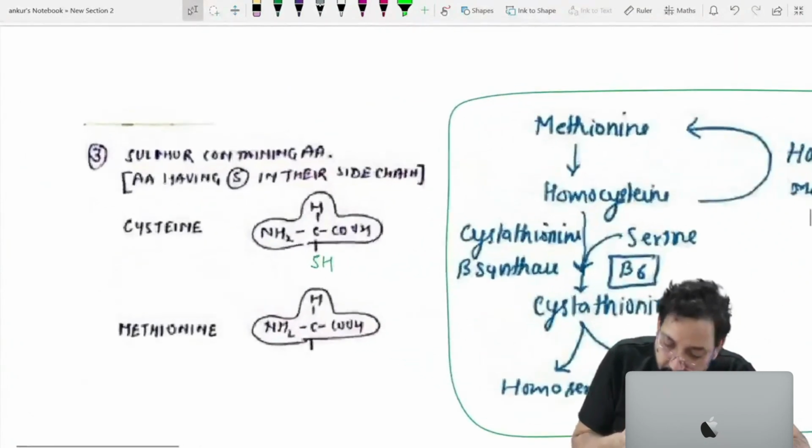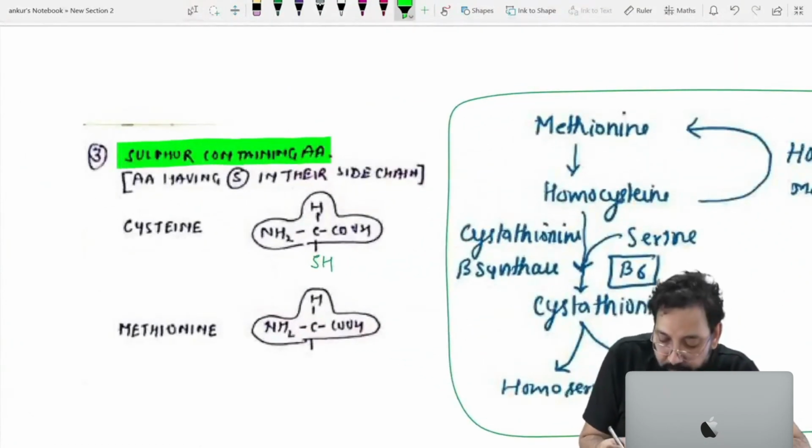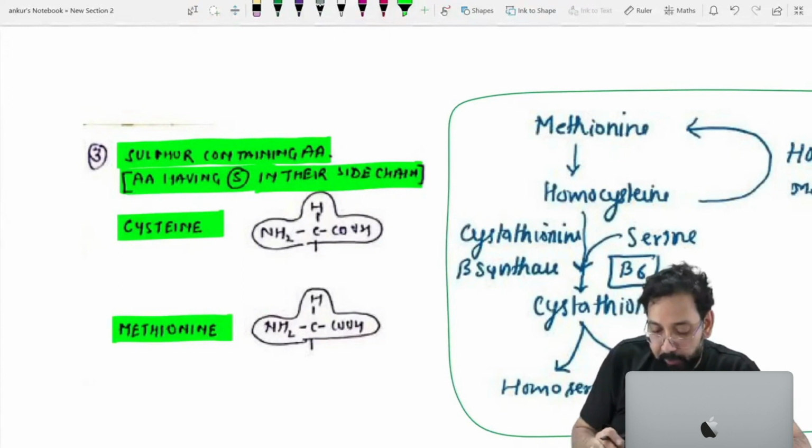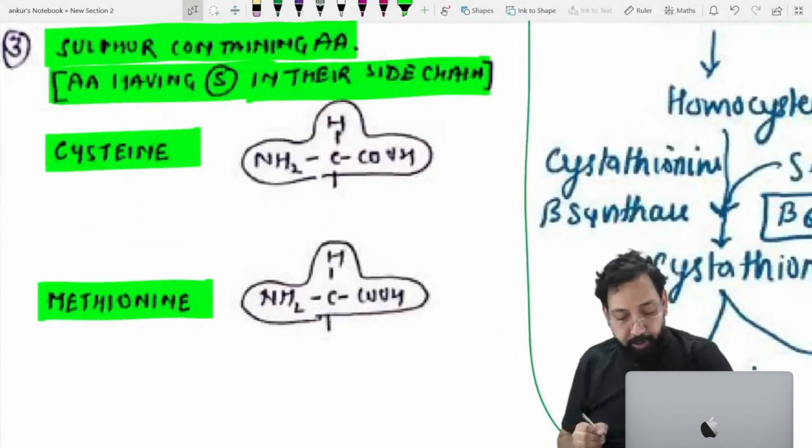Discuss this. Sulfur-containing amino acids are two in number. One is cysteine, the second is methionine. Again, I would remember the structure.